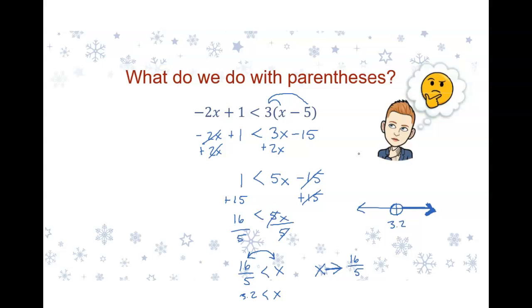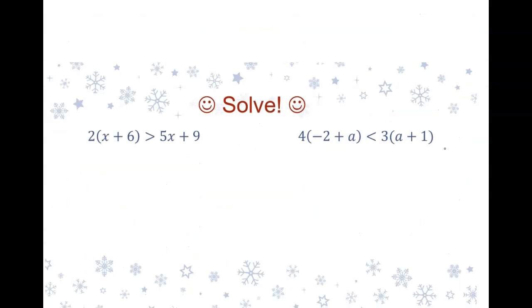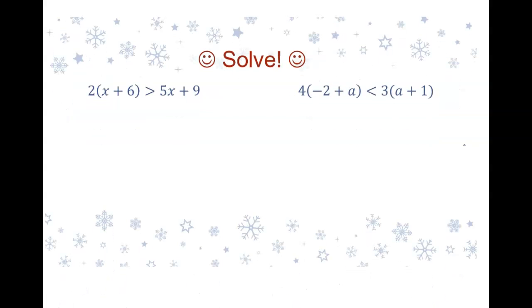So let's do a couple of examples with parentheses using the distributive property. Solve these two inequalities. Let's look at this first one. I see parentheses, so that tells me I probably need to distribute. 2 times x is 2x. 2 times 6 is 12. Everything comes down as is. Remember, we don't flip the sign for distribution.